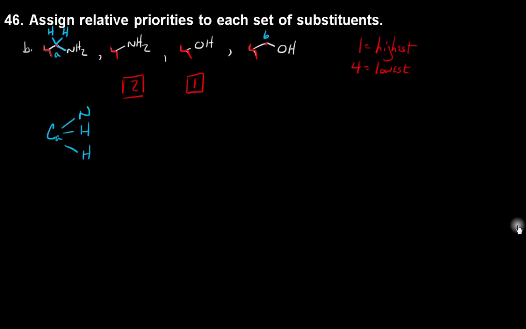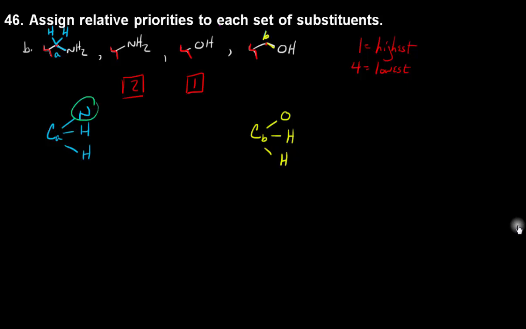So then let's actually change color, come over here and do carbon B. So this is carbon B. So just like with carbon A, we're going to have 2 hydrogens, but for carbon B, we're also going to have an oxygen. So this is going to be the first attachment point right here. Oxygen, then we're going to have a hydrogen, then we're going to have a hydrogen. So between these two, the highest priority is going to be on top.